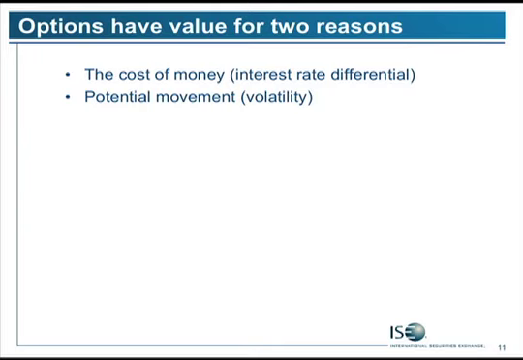So thank you. Options have value for two reasons: the cost of money, and I call that the interest rate differential for currency options, and volatility. So if there were no interest rates and there were no volatility, all options would trade at intrinsic value or zero. We know that's not the case.